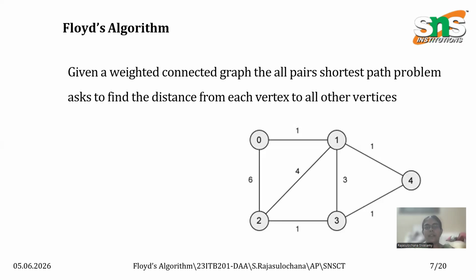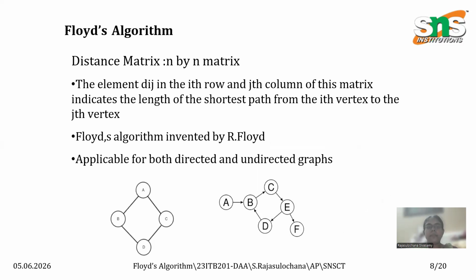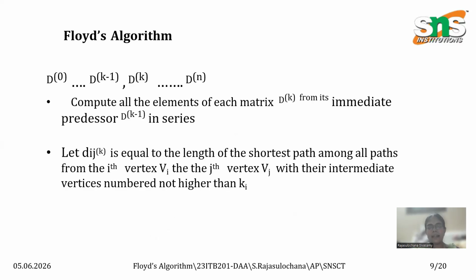So you are given a weighted connected graph. This all pair shortest path problem is to find the shortest distance from each vertex to all the other vertices in the given graph. Here, the distance matrix is an n by n matrix. The element dij in the ith row and jth column of the matrix indicates the length of the shortest path from the vertex i to the vertex j. This algorithm is applicable for both directed as well as undirected graphs. This algorithm computes all the elements of each matrix from its immediate predecessor.